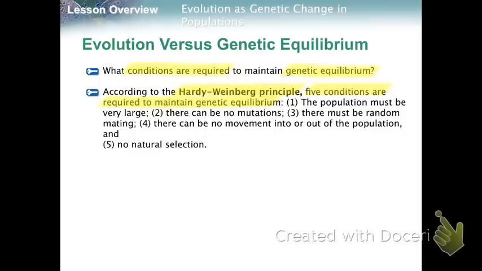Here they are. So the population has to be large. There can be no mutations, which we know is kind of difficult for there not to be any mutations. There must be random mating, so there isn't any selection of mates going on. There isn't any selection based on mating dances, shows of displays of prowess, competition between mates. There can't be any movement into or out of the population. You know that is immigration and emigration from your social studies classes. None of that happening. And no natural selection. We're going to go through these one by one.